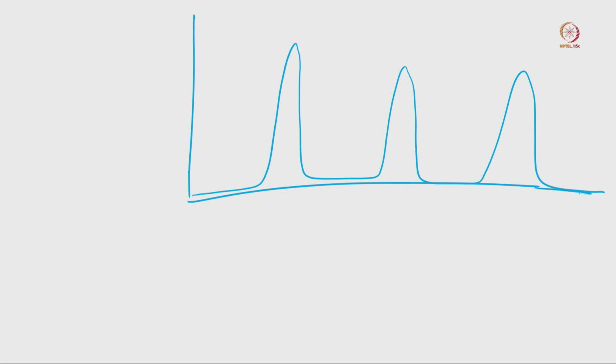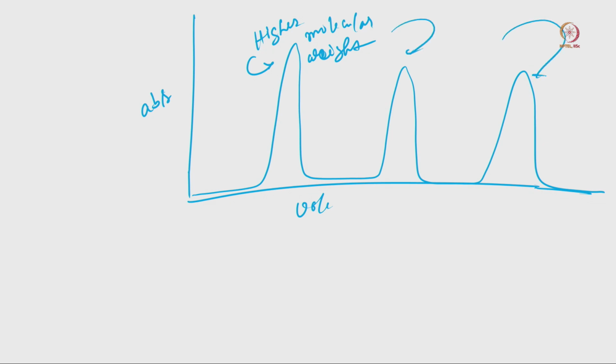So this may be the elution volume, this is the absorbance, and this is your volume. That elution volume you are calculating, or the different fractions you are collecting. As I mentioned, the higher molecular weight will isolate here, then this will be the medium, and this is the lowest molecular weight we can isolate.